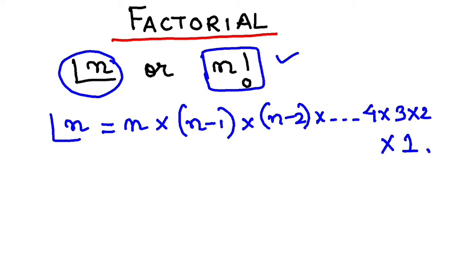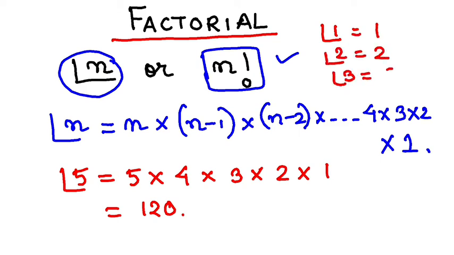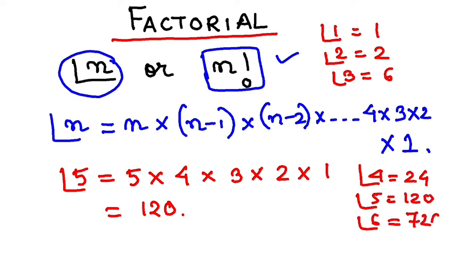So if I apply this logic, how much will be factorial 5 then? Factorial 5 is 5, I'll go backwards, 4, then 3, then 2, and then 1. That will give you 120 if you multiply. By this logic you can understand that factorial 1 is 1, factorial 2 is 2, factorial 3 is 6. Please try to calculate these values and verify them. Factorial 4 is 24, factorial 5 is 120, and factorial 6 is 720, right?